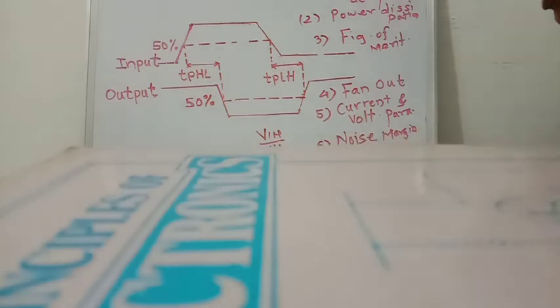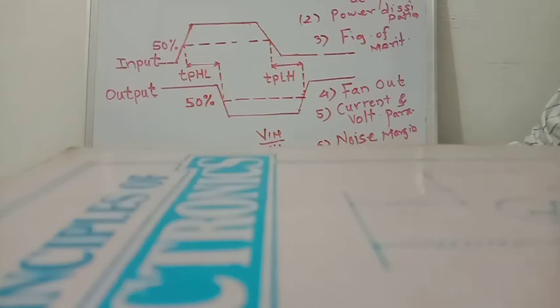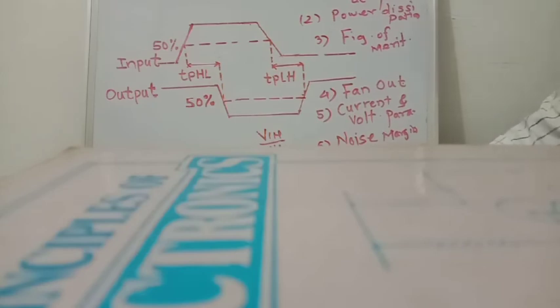Then VOH. So what is VOH? High level output voltage. It is the minimum high voltage which appears at the output of the gate, which corresponds to logic 1.